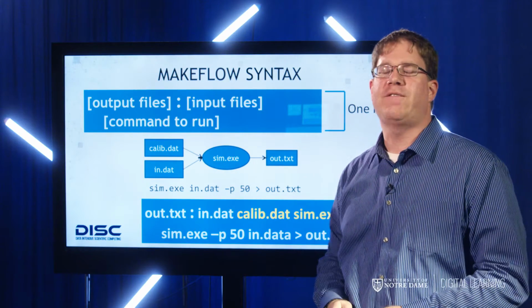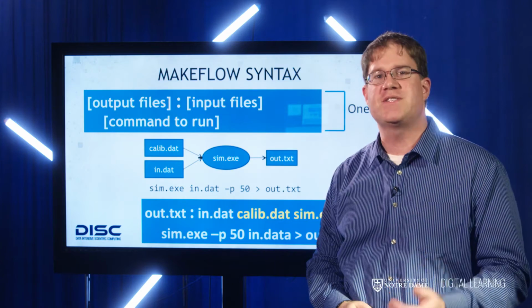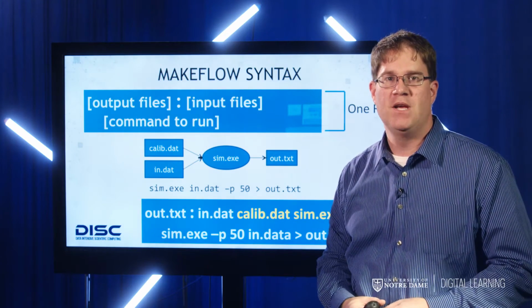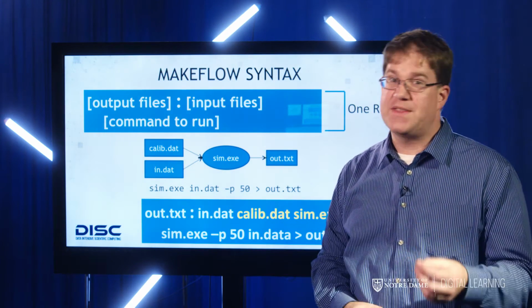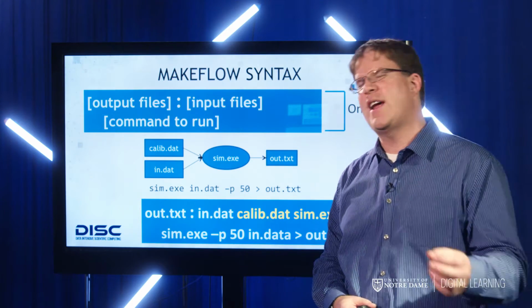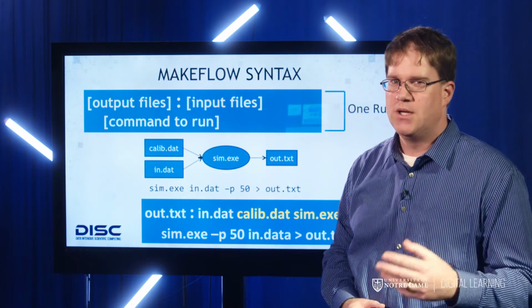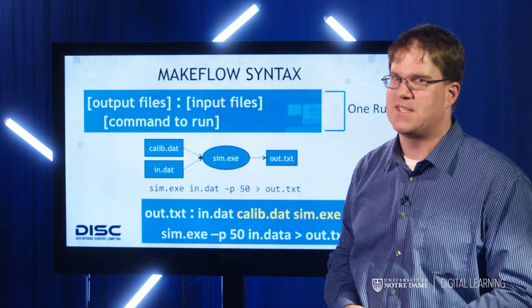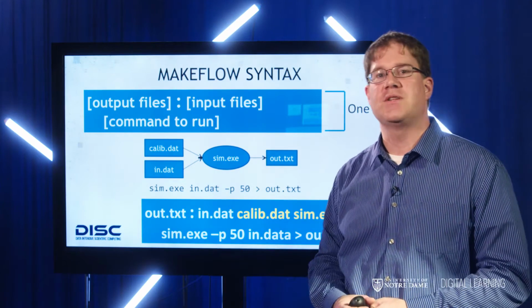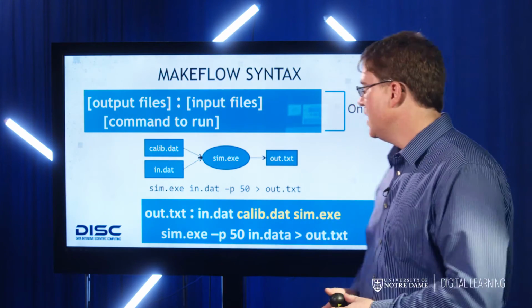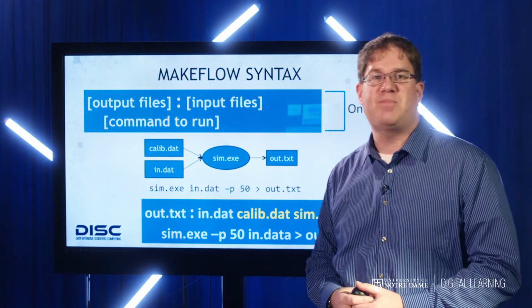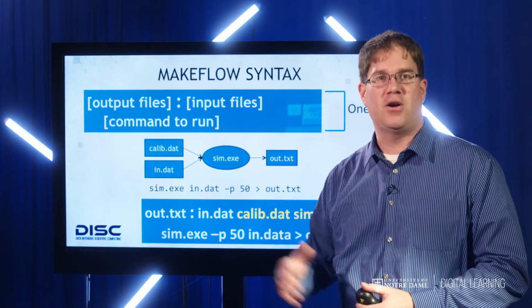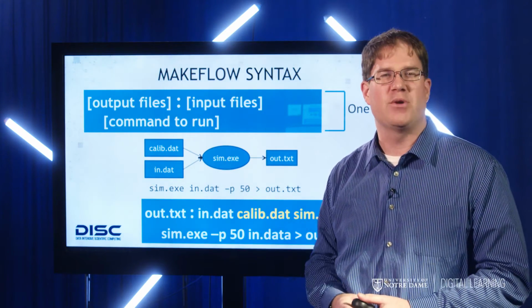Now we have to be a little careful because sometimes Unix applications have implicit dependencies. That is to say, there are files that they expect to read, but we don't actually mention them on the command line. You'll remember from an earlier lecture that this is a bad idea, but sometimes it happens, and so we have to be able to accommodate it. In this case, sim.exe is expecting to read implicitly a file called calib.dat. Maybe that has some calibration data.